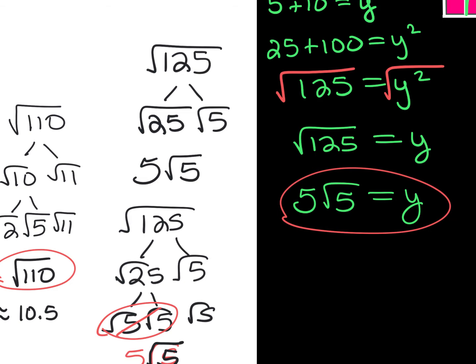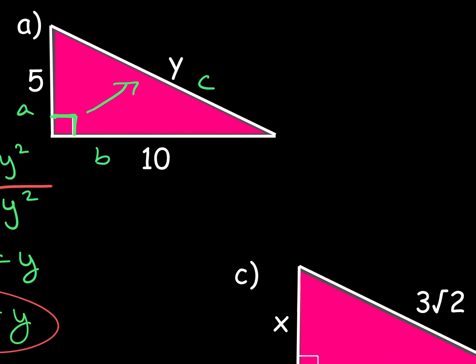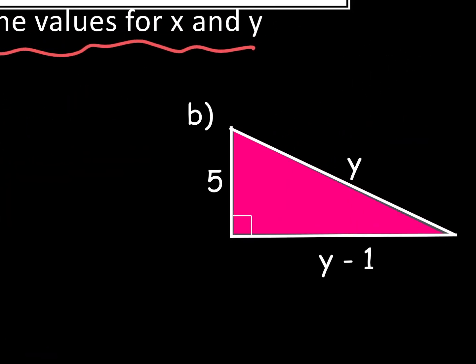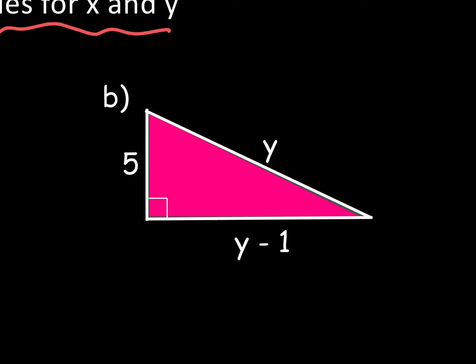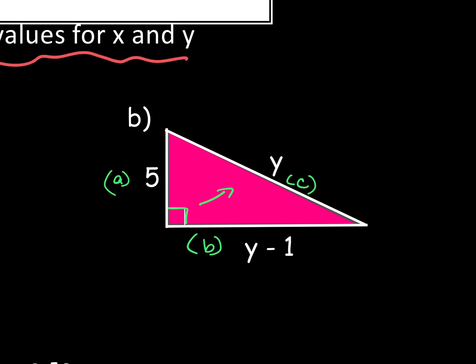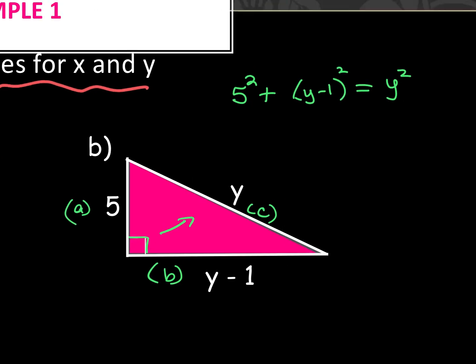Let's try the next one. Here's where we're going to bring in that binomial squared. So again, the side that is across from the right angle, this is my C. Again, this could be A. This could be my B. So let's plug it into the formula. So we're going to do 5 squared plus y minus 1 squared equals y squared. I need to do that distributive property or FOIL trick for the y minus 1.